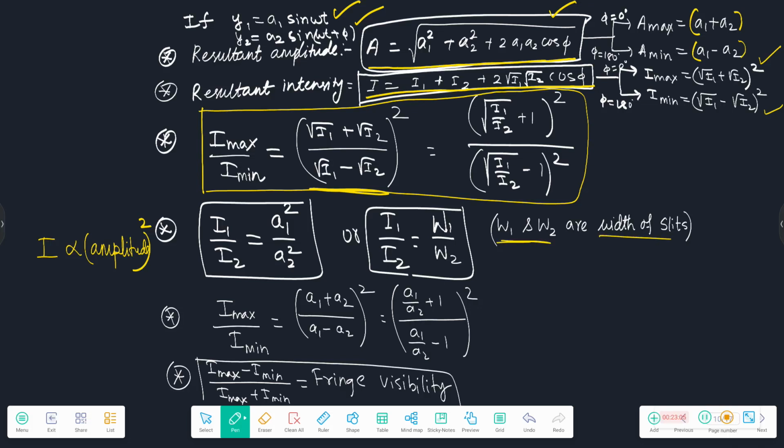If you calculate I max minus I min divided by I max plus I min, then you get the fringe visibility. So remember this formula. Remember this formula. Now next, come.